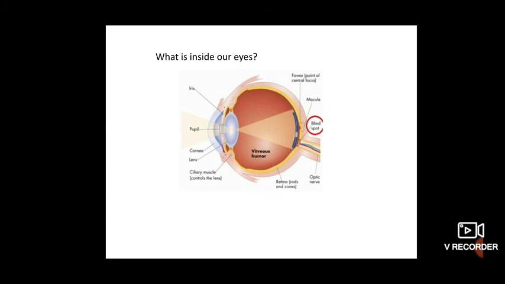There are no sensory cells between the retina and the optic nerve, so no vision is possible at that spot. This is called the blind spot.